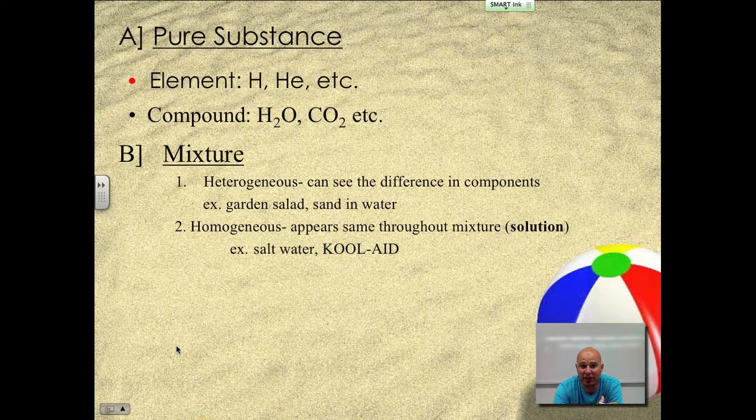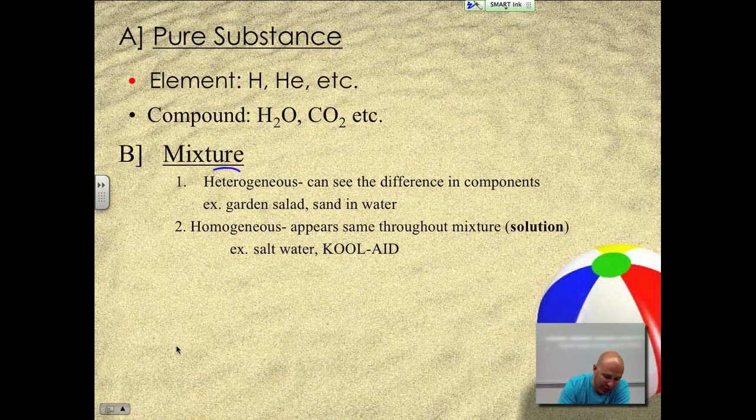Where you can see the difference in the components, or homogeneous, which appears the same throughout. Anything that appears the same throughout the mixture is considered a solution. A solution like salt water, Kool-Aid, Jello, where you don't see the different things in it. Those are homogeneous mixtures.